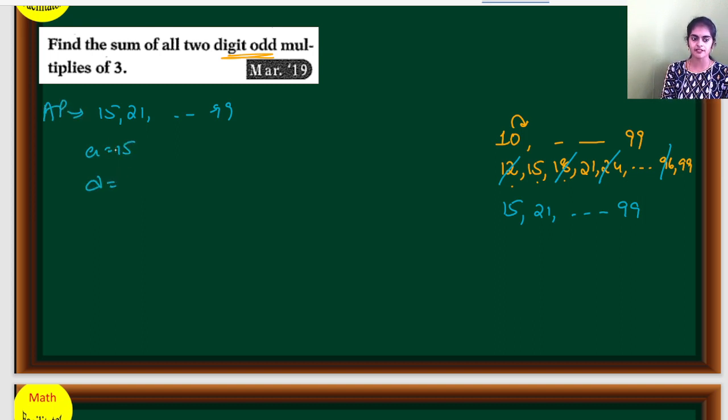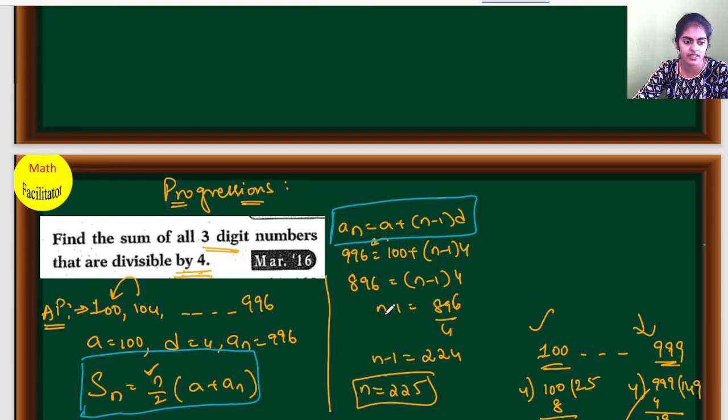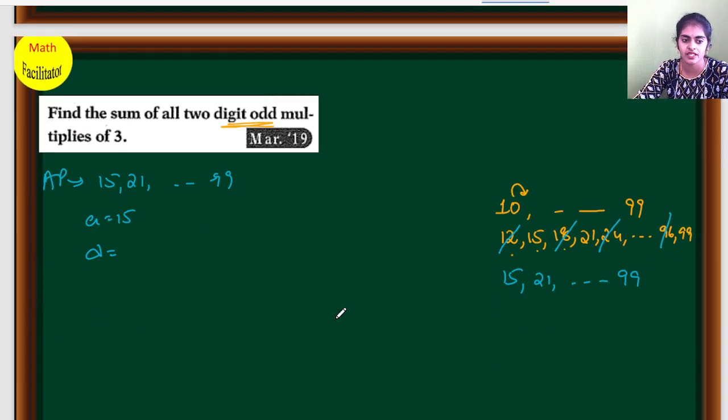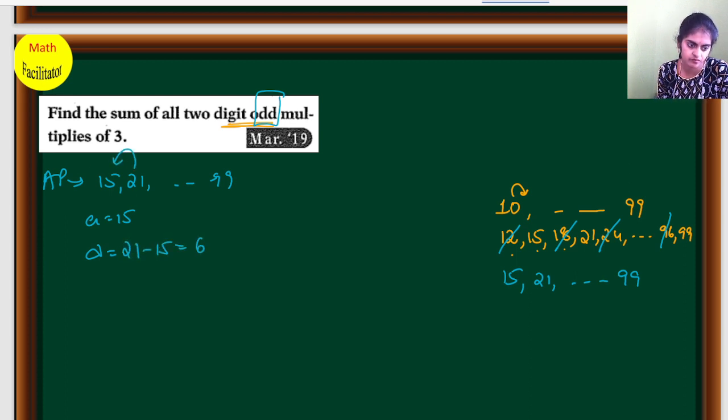What is the common difference now? Last time, whatever the number was divisible by, we took that as the difference. There it was divisible by 4, so 4. Here divisible by 3, so 3. Wrong. Here it is divisible by 3, but you are taking only odd multiples. Again from multiples you are choosing, so it is not 3. You will have to check. What is 21 minus 15?